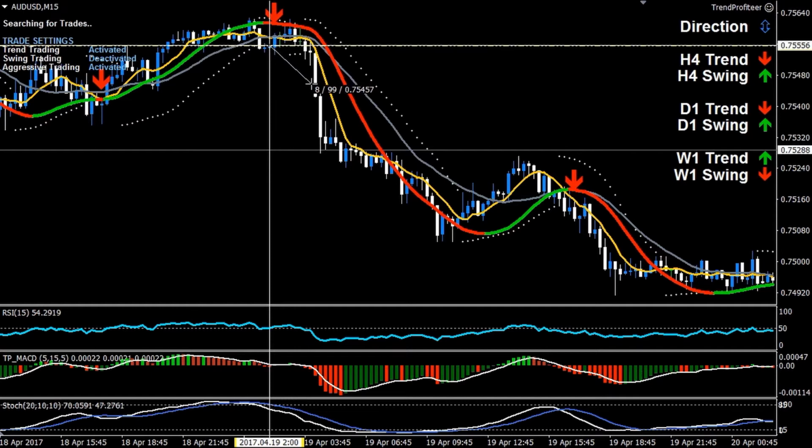Let's say 10 pips here would hit our first target for a 1-to-1 reward to risk ratio. 20 pips here, 2-to-1 reward to risk ratio. 30 pips right here, 40 pips here, and 50 pips, giving us a nice 5-to-1 reward to risk ratio. We only risked 10 pips on this trade and we got 50 pips.